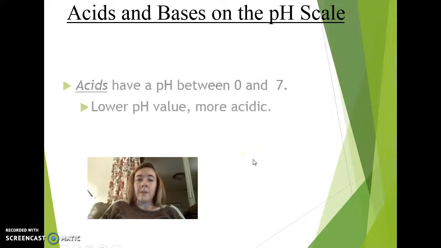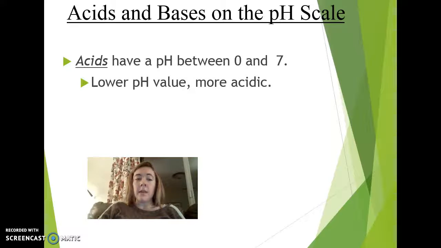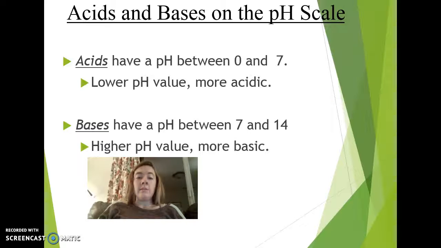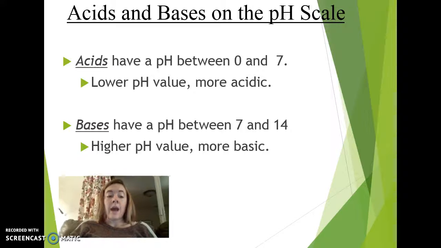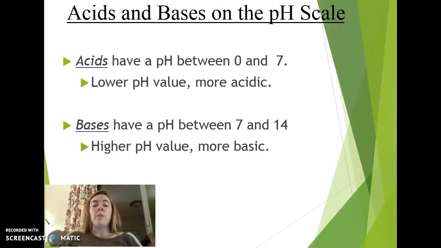Let's talk about acids and bases on the pH scale. Again, anything that has a pH between 0 and 7, or a lower pH value, is more acidic. Anything that is between 7 and 14 is basic. The higher the pH value, the more basic. So the further you get away from 7, the stronger you are as either an acid or a base.